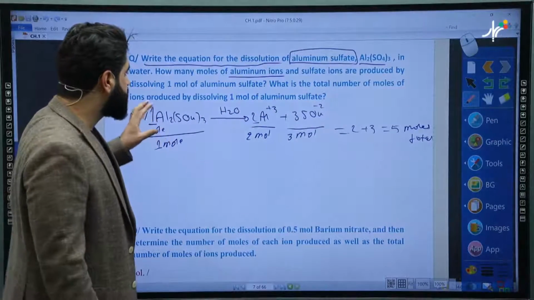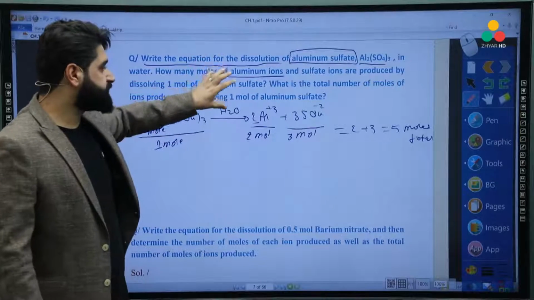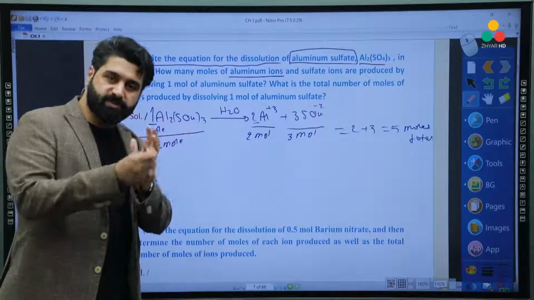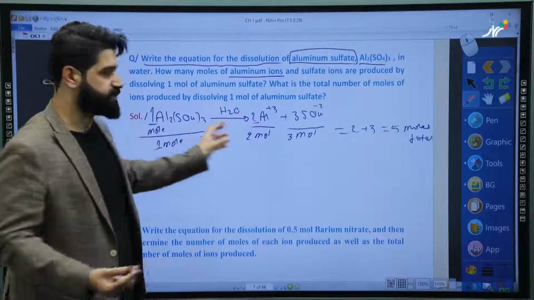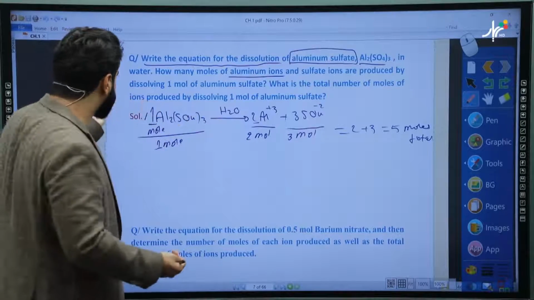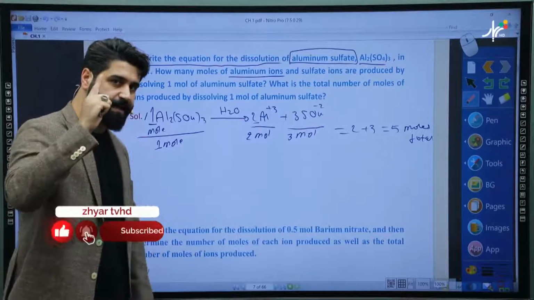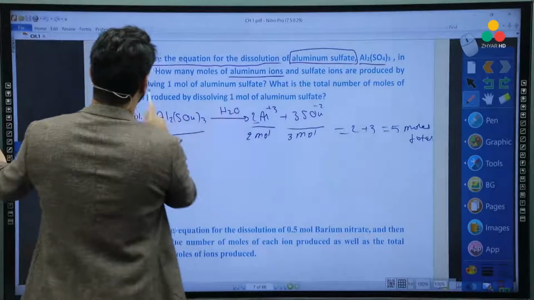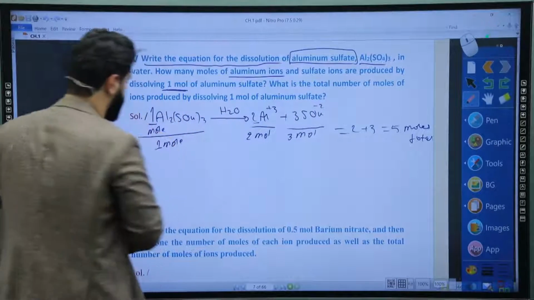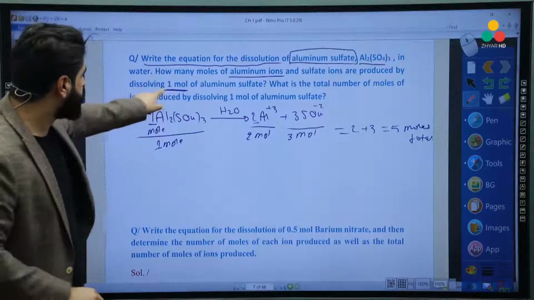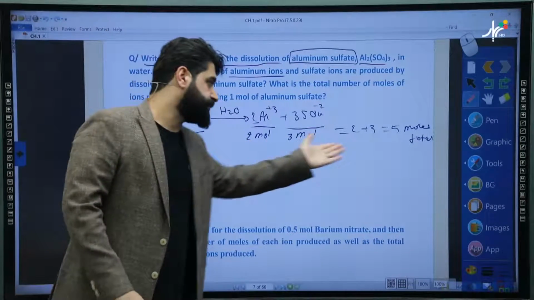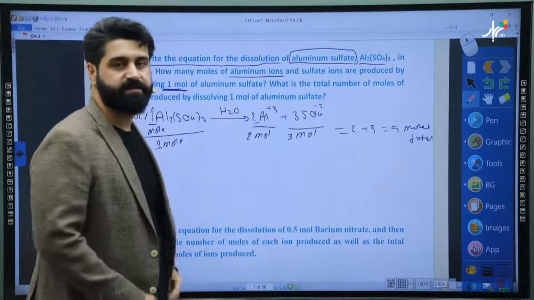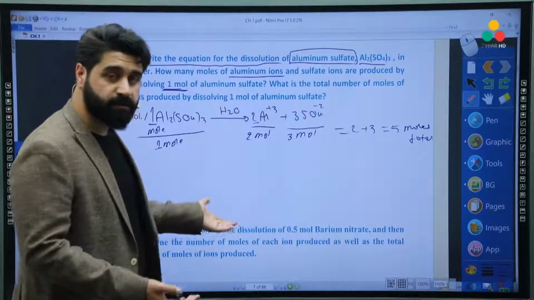Still, we didn't read the whole question. First step, take out your compound, write the dissociation reaction for 1 mole, and make the calculation. Then continue to read the question. You will see a number. Okay, let's see: the question says "produced by dissolving 1 mole." Because this question asked for 1 mole, we already made our calculation. So the total will be 5 moles, and aluminum is 2, sulfate is 3. That's all. It's very easy.